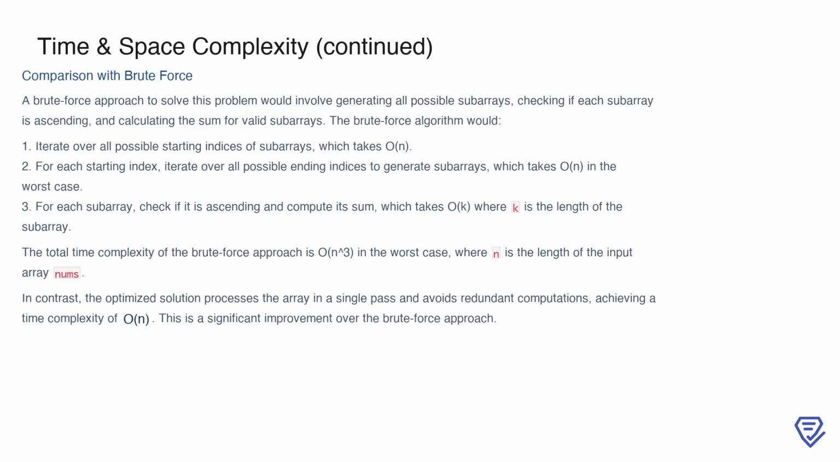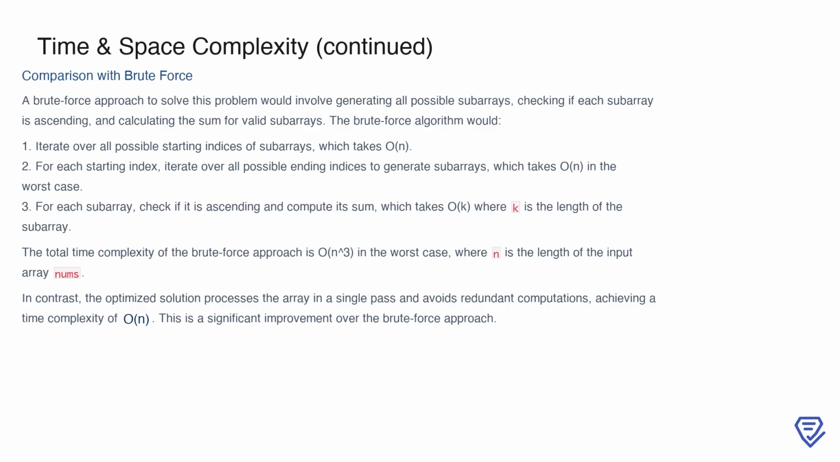To better understand the efficiency of our optimized solution, let's compare it to a brute force approach. A brute force algorithm would involve generating all possible subarrays, verifying if each subarray is ascending, and calculating the sum for those that meet the condition. Specifically, this would require iterating over all potential starting indices of subarrays, taking O(n). For each starting index, we would iterate over all possible ending indices, which takes O(n) in the worst case. Finally, for each subarray, we would check if it is ascending and compute its sum, taking O(k) time, where k is the length of the subarray.